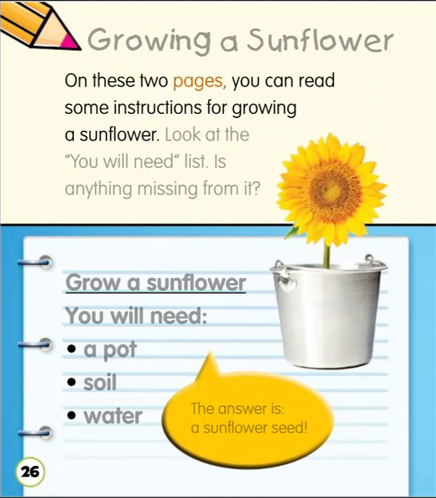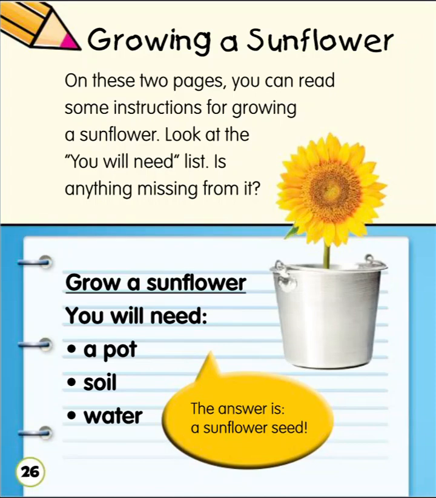Growing a sunflower. On these 2 pages, you can read some instructions for growing a sunflower. Look at the "You will need" list. Is anything missing from it? The answer is a sunflower seed. Grow a sunflower. You will need a pot, soil, water.